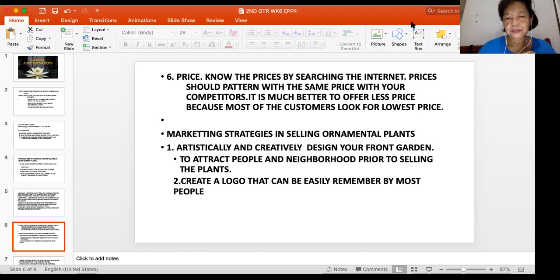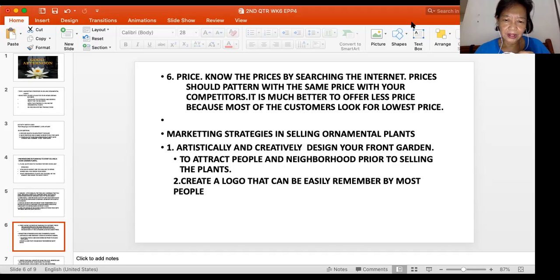First, you're going to have people, even your neighborhood, come to your house and visit your garden, because you have some ornamental plants that are actually going to make a business.